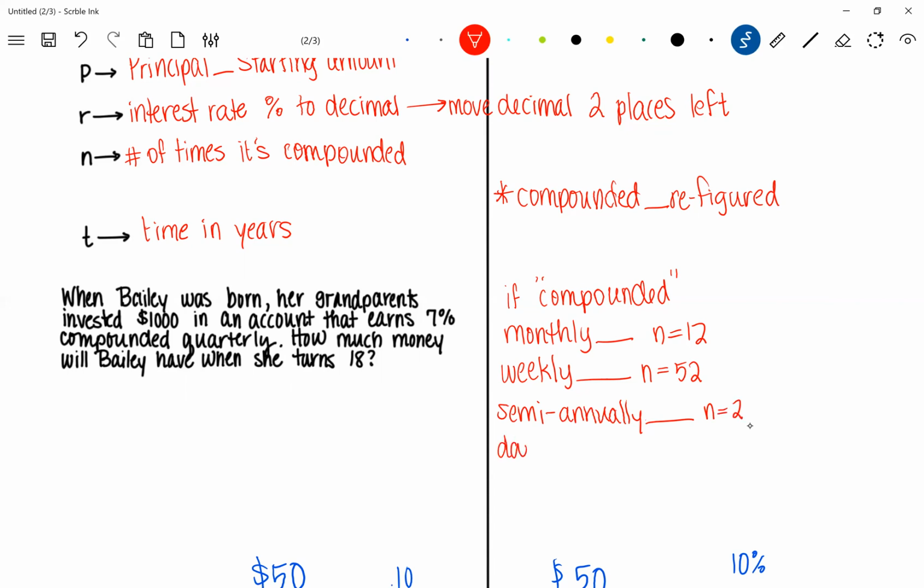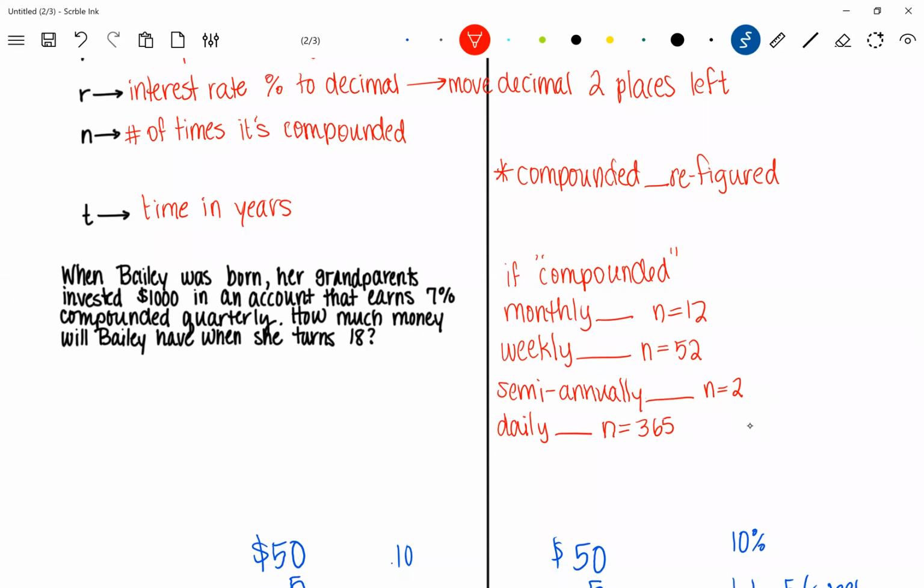What if it says it's going to compound it daily? How many days are in a year? Yep. So N would be 365. Now, there's one more. If it says that it's compounded quarterly. If I split something into quarters, how many quarters do I have? If I have $1 and I split it up into quarters, how many quarters do I have? 4. So if it says quarterly, then N equals 4.